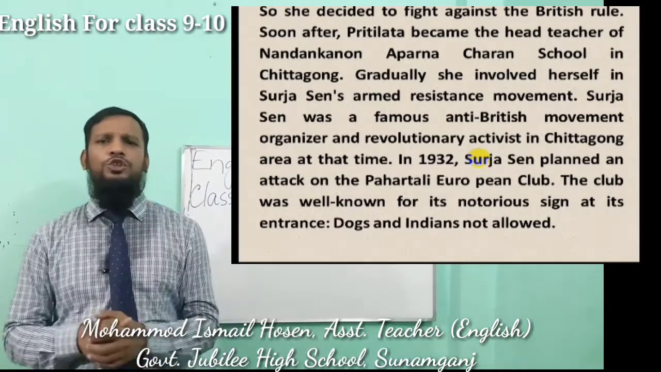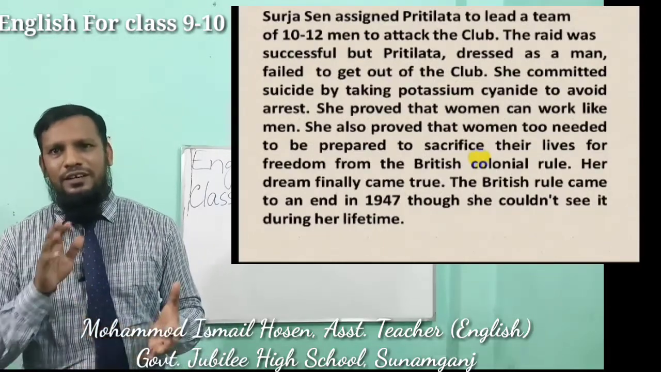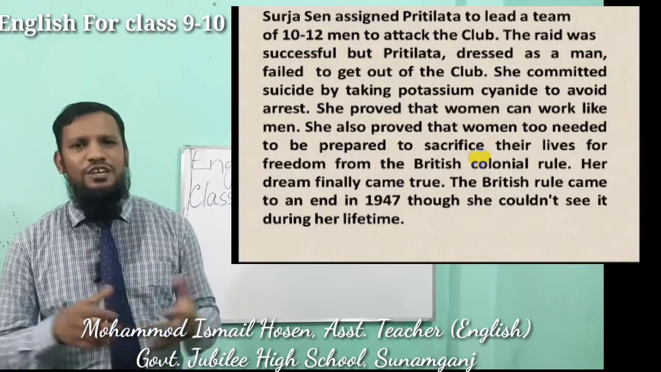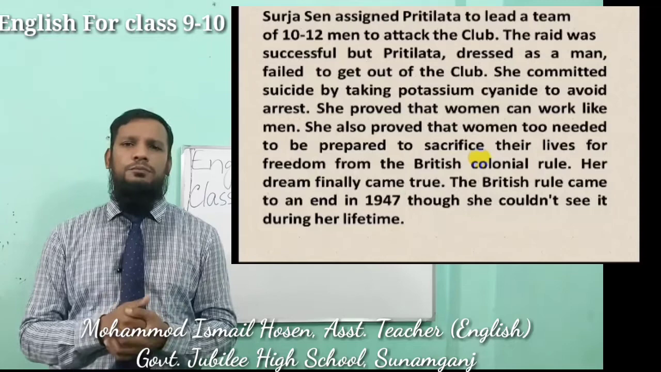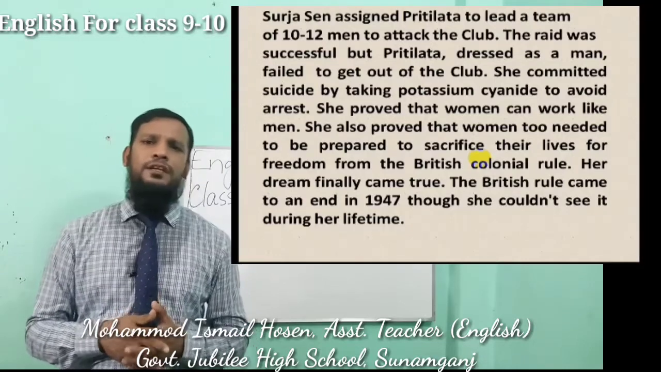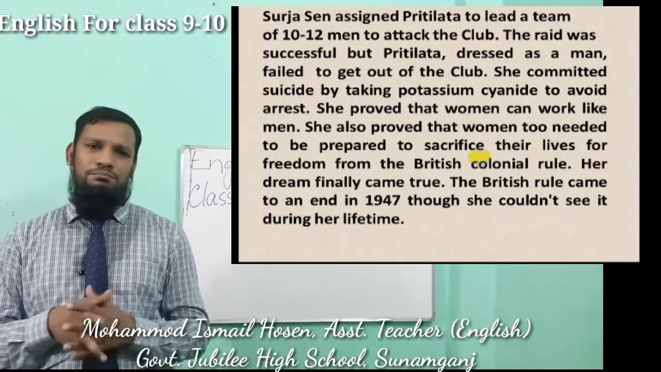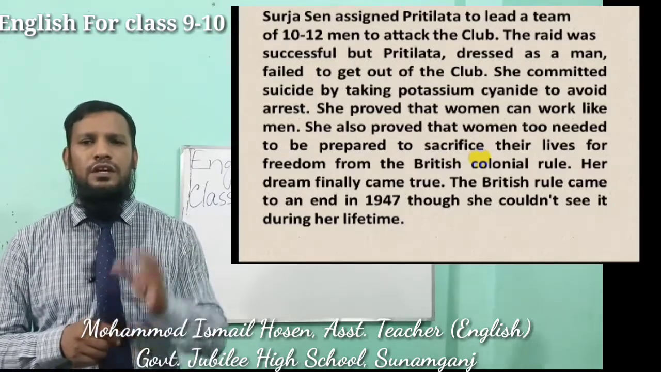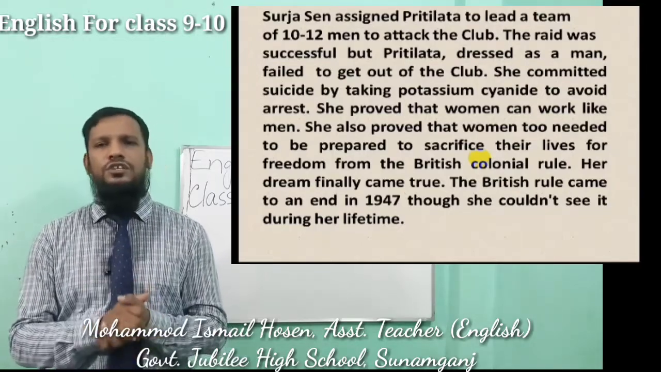Surja Sen assigned Pritilata to lead a team of 10 to 12 men to attack the club. The raid was successful, but Pritilata, dressed as a man, failed to get out of the club. She committed suicide by taking potassium cyanide to avoid arrest. She proved that women can work like men. She also proved that women too need to be prepared to sacrifice their lives for freedom from British colonial rule. Her dream finally came true. The British rule came to an end in 1947.